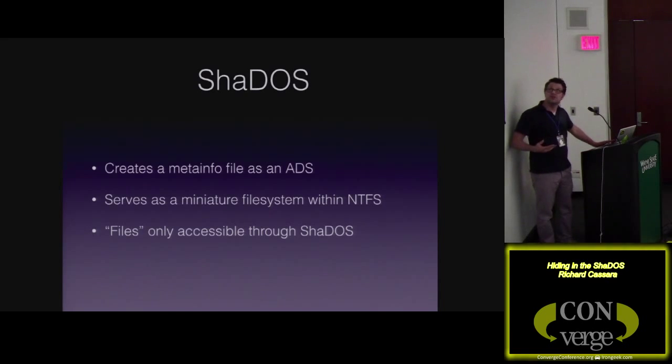So getting back to the module, ShaDOS, the way that I've designed it is that it creates what I call a meta file. It contains meta info about the files that you're trying to hide. And it acts like a sort of miniature file system within NTFS. That's why I've chosen to name it ShaDOS and write it that way. I'm calling out to DOS because it's putting a simple file system in there, and the Sha because it's hidden in the shadows. And the files that you write to it, you can only access by using the functions within the module.